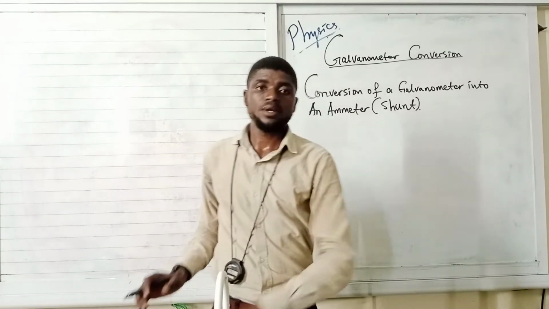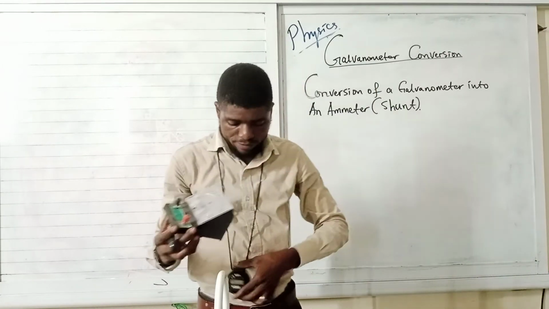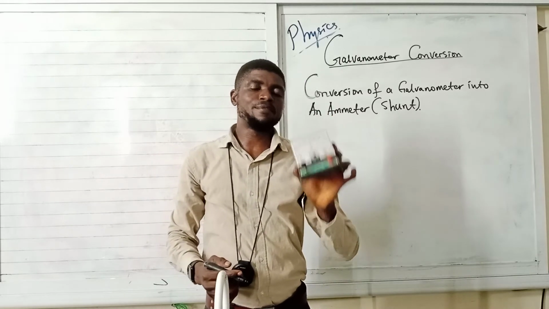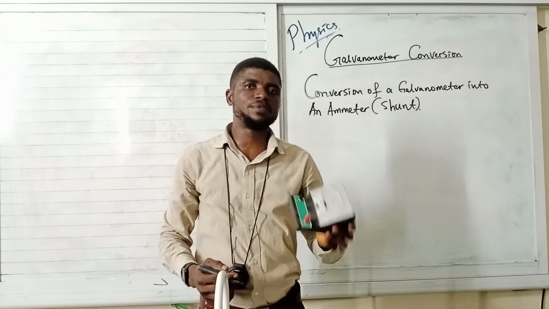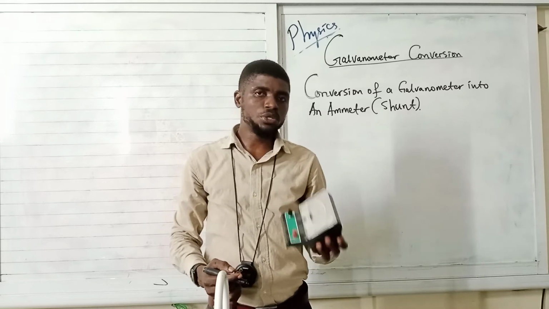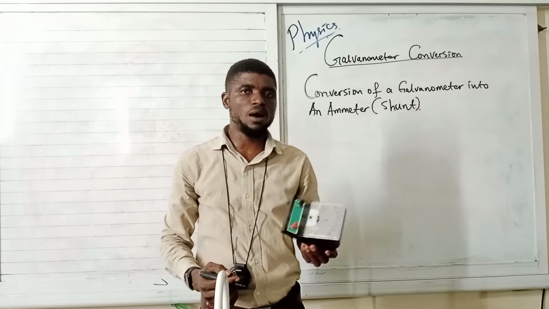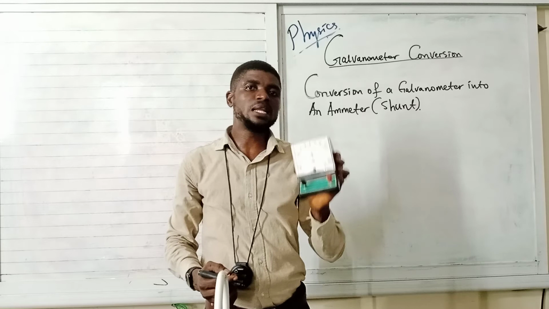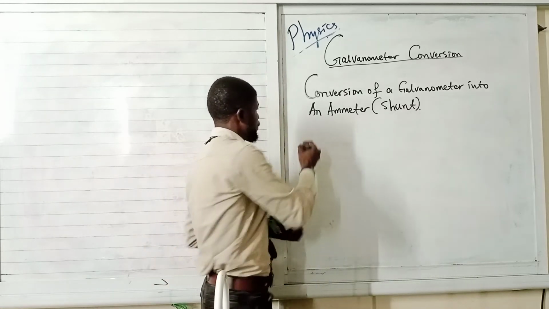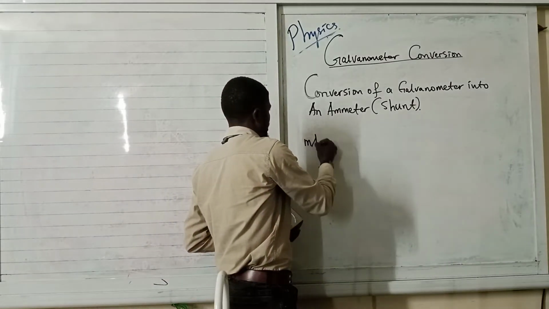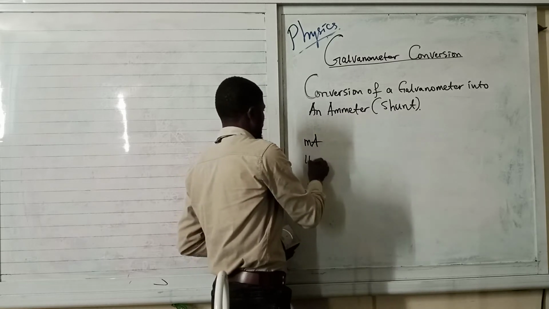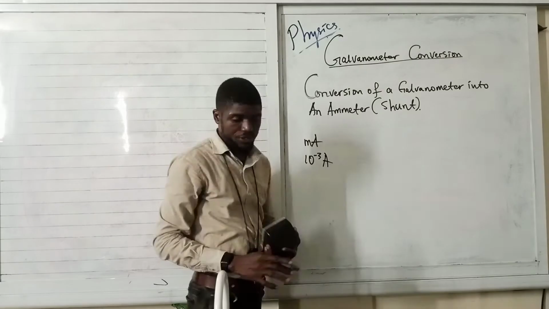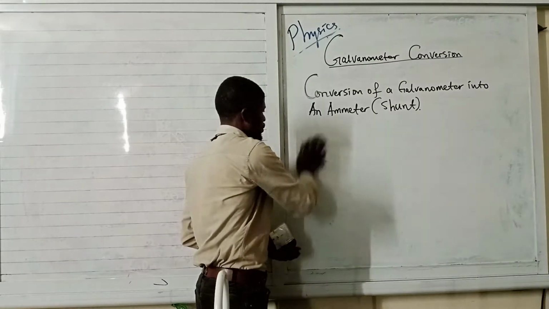By the way, what is a galvanometer? A galvanometer is a very sensitive electrical device that is used in measuring very small amounts of current. It measures currents in milliamps. That is milliamps, that is 10 raised to the negative 3 amps. That is how it measures current.